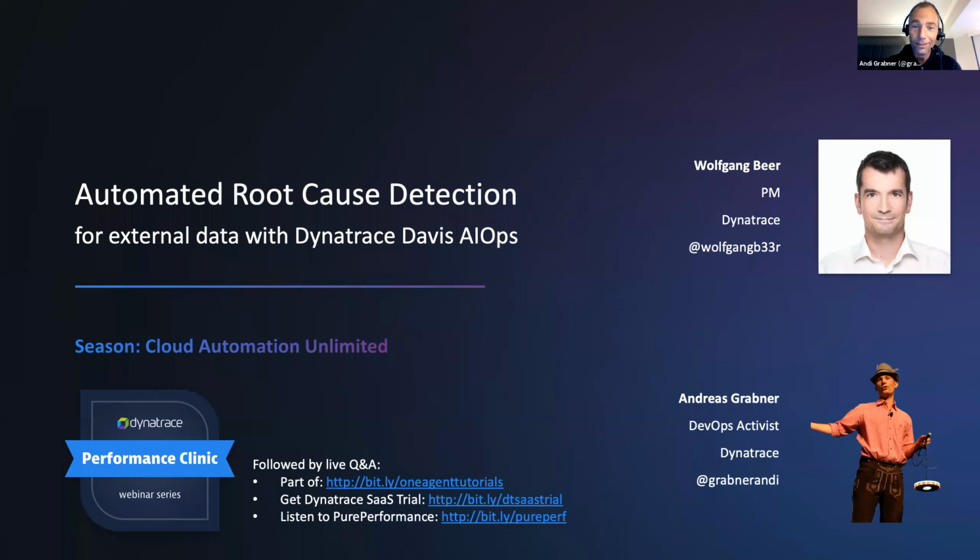My name is Andy Grebner, and with me, Wolfgang Beer. Wolfgang, for those that don't know you, you've done performance clinics in the past, but maybe a quick word about yourself, what do you do? Right, I'm product manager at Dynatrace already since 7 years now, and I'm owning the topic of the Davis AI, as we call it, which is the root cause detection engine that works on top of the topology.